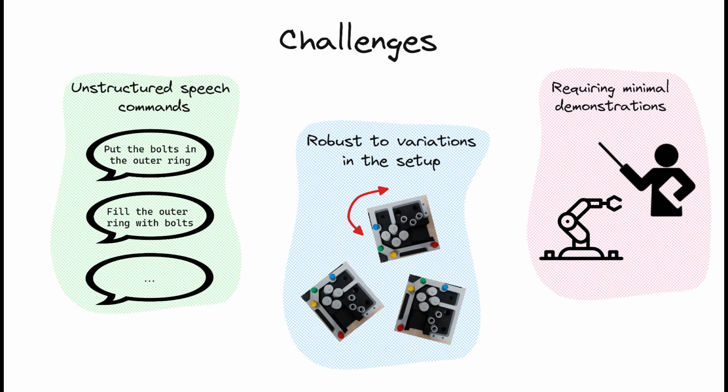One of the key challenges in this task is the use of unstructured speech commands. These commands can vary in phrasing while conveying the same intent as those used during training. Additionally, the robot must adapt to variations in the setup, such as different orientations of the engine each time.